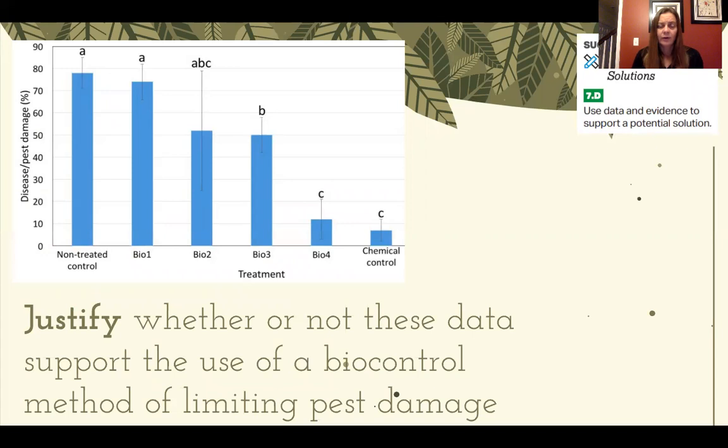Okay, and your FRQ prompt for today is to justify whether or not the data in this graphic support the use of a biocontrol method for limiting pest damage. So we can see our non-treated control, our four different biological controls, and then a chemical control.